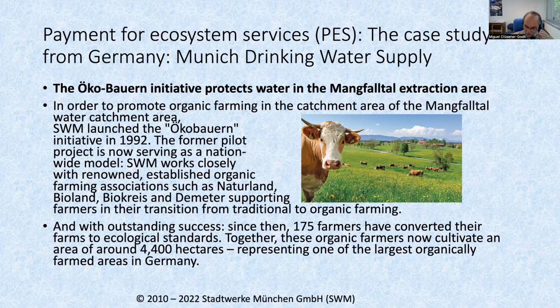175 farmers have been entering in this system, and they grow about 4,400 hectares. It's the largest organically farmed area in Germany that produces, by the way, good food, good farmers, good income, and at the same time saves the quality of the water for the city of Munich. So the city of Munich is paying back to these areas where they produce the water. I think it's a good example. You could easily imagine an example for Japan or for other countries.